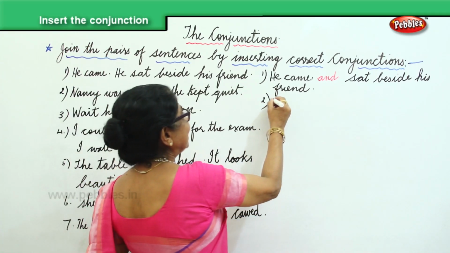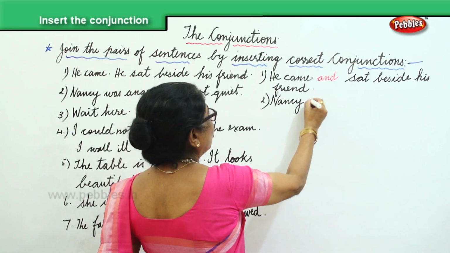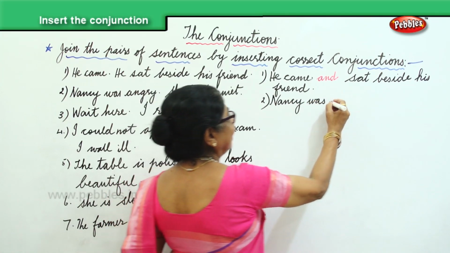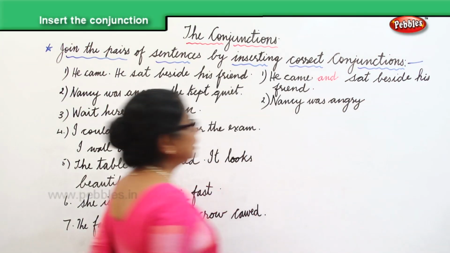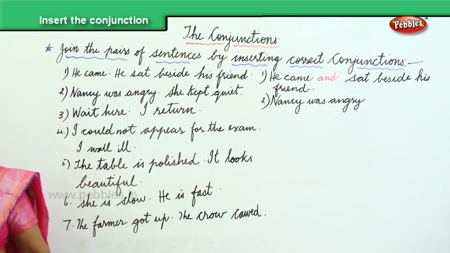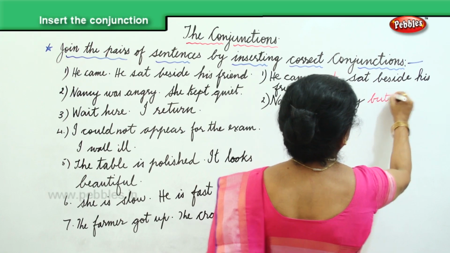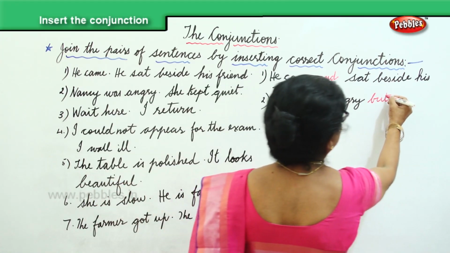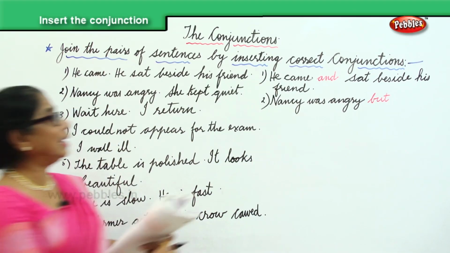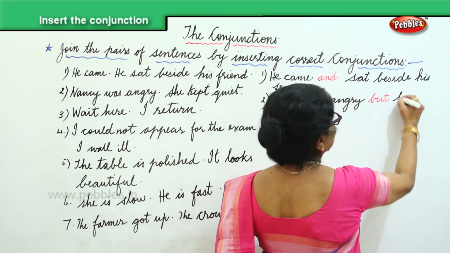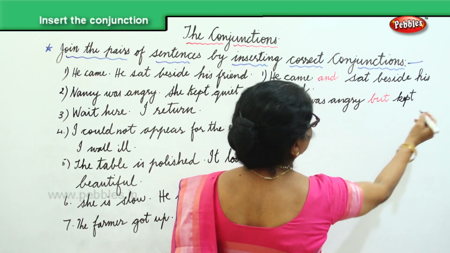Yes. Second one is Nancy was angry but kept quiet. What conjunction are we using here? We are using but. Nancy was angry but kept quiet.